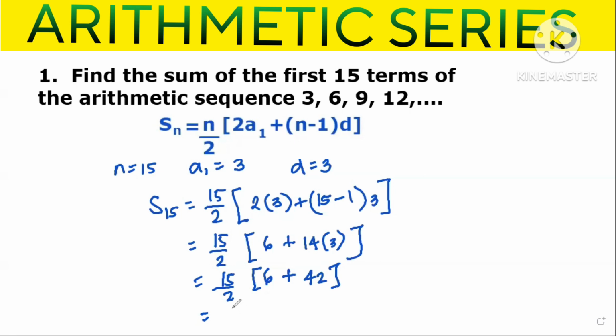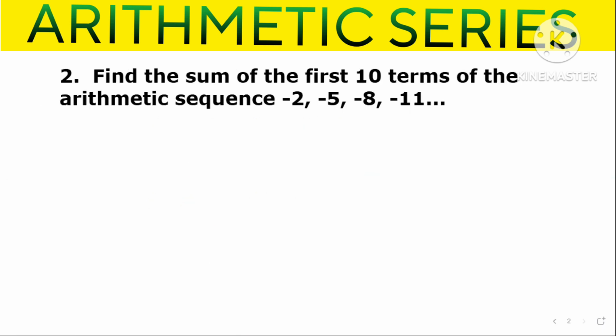So this is equal to 15 over 2. 6 plus 42 is 48. So you can cancel 2 and 48. So 24 na lang to. And 24 times 15 is equal to 360. So, S of 15 is equal to 360. Okay, sample tayo ng may negative.